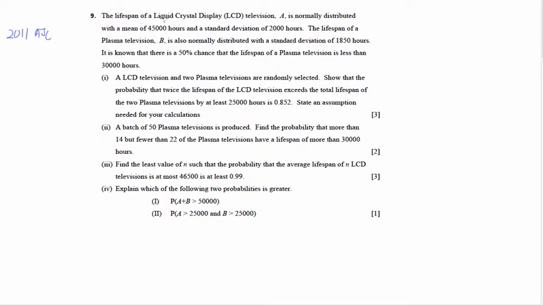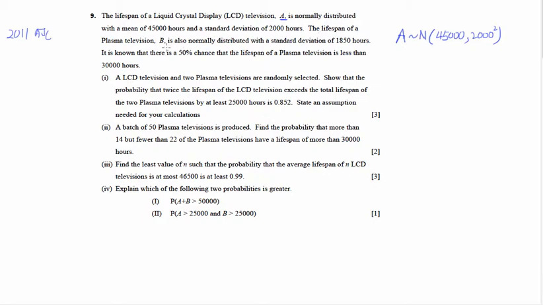So there is an LCD screen, let's simply call it A. A is normally distributed, so maybe I should just write it here. So A is normally distributed with a mean of 45,000, big numbers, okay, and standard deviation is 2,000, so remember to square it. Okay, so this is the distribution of A, whatever it is.